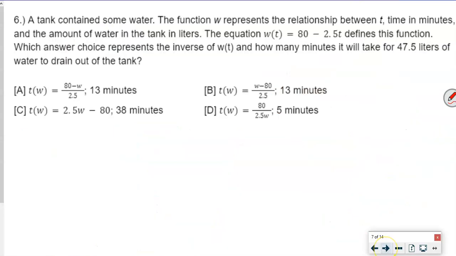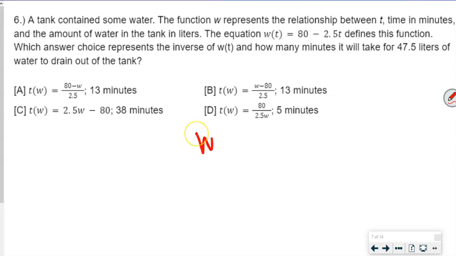Okay. All right, so for our next one, a tank contains some water. The function W represents the relationship between T, time, in minutes, and the amount of water in the tank in liters. The equation W of T equals 80 minus 2.5 T defines the function. Which answer choice represents the inverse, W inverse of T, of how many minutes it will take for 47.5 liters of water to drain out of the tank?